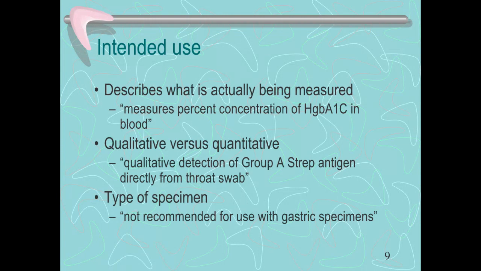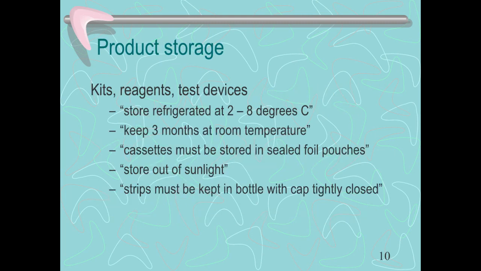The type of specimen. Not recommended for use with gastric specimens. So on a fecal occult blood, you're not going to look for occult blood in gastric specimens with that. You're only going to use specimens from stool, not from gastric, from emesis, from vomit. So those are specific things related to intended use.